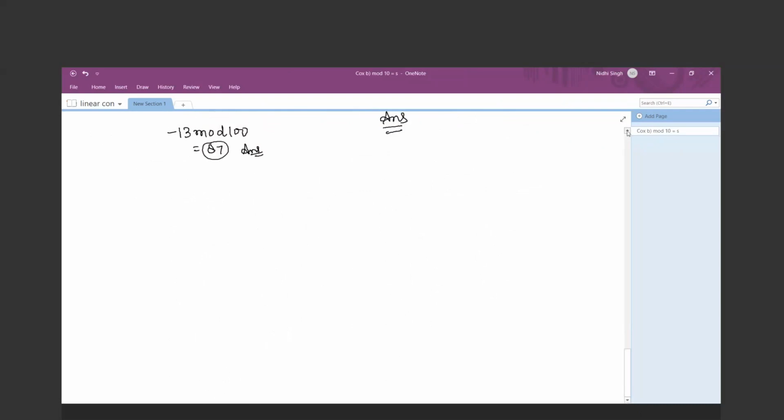Now the last example over there. Find out the multiplicative inverse of 12 in Z26.